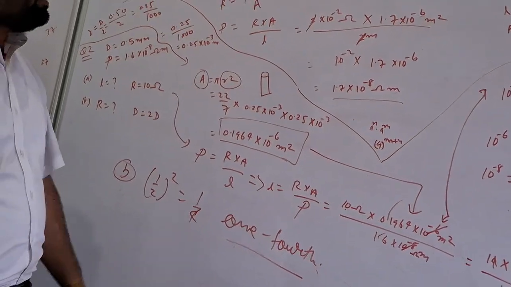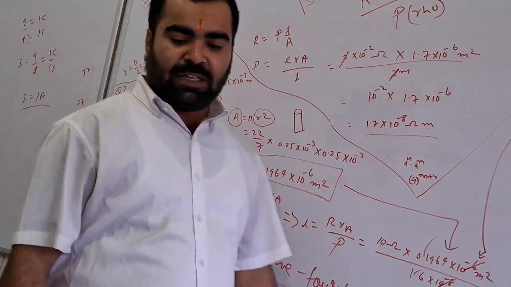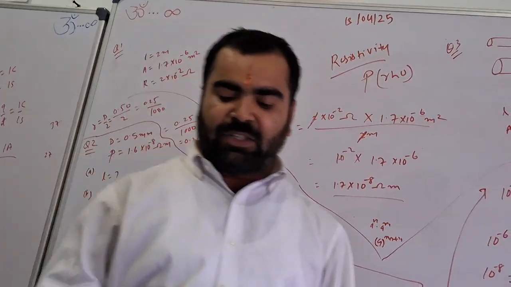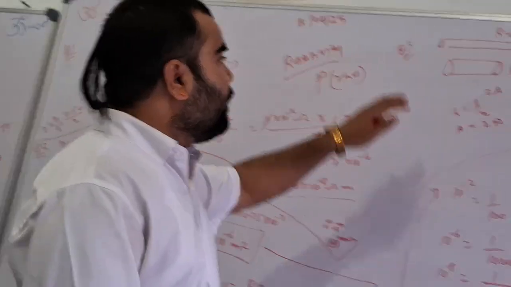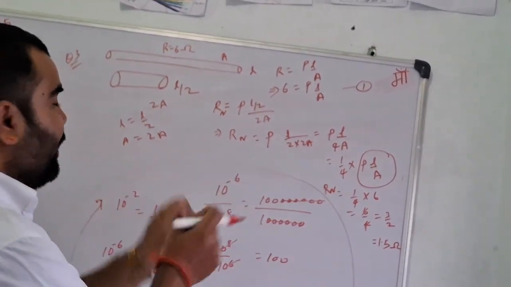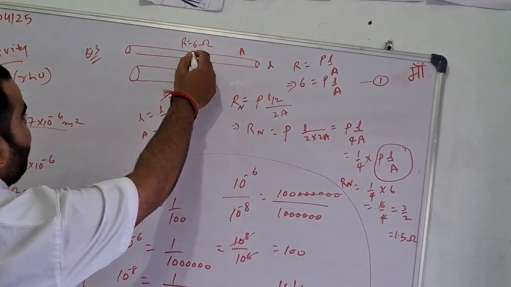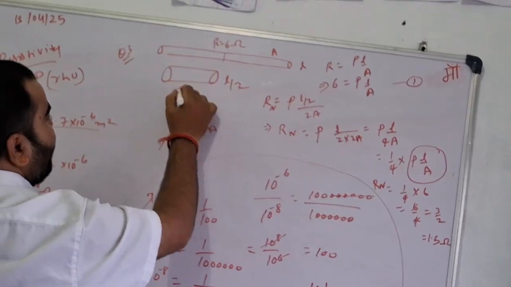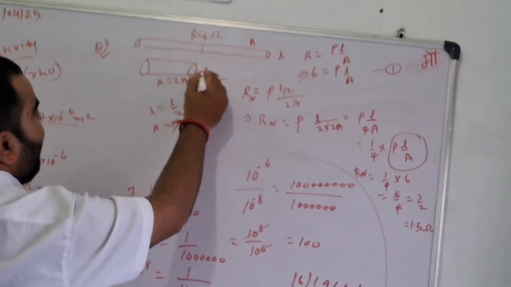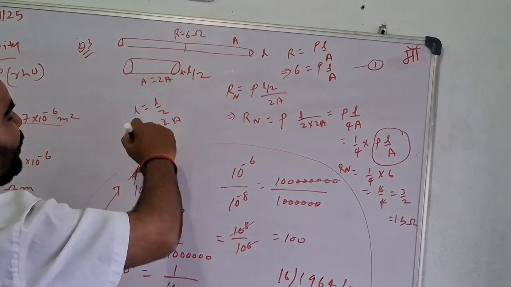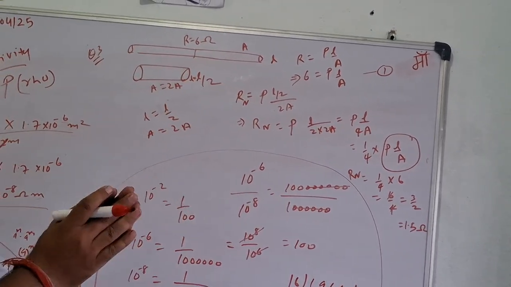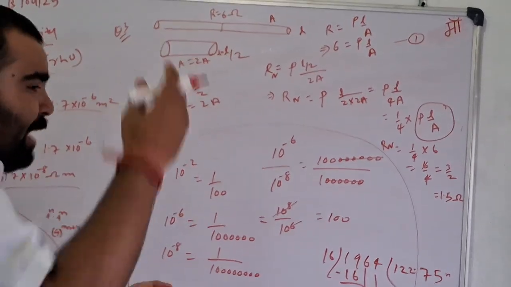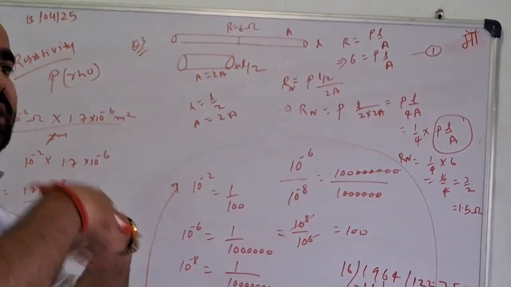Okay. Third question, last but not the least, a 6 ohm resistance wire is doubled up by folding. 6 ohm resistance wire is doubled up by folding. So if you just double it from the middle, then cross sectional area will be twice. So whatever A was, it now becomes 2A, and whatever L was, it becomes L by 2 because you just folded it. Okay. So when you fold it, the length will get half, and cross sectional area will get doubled.